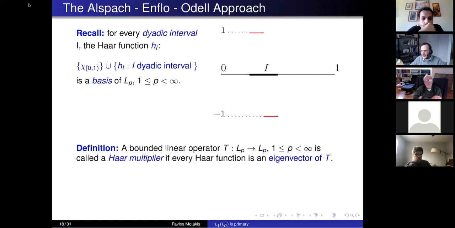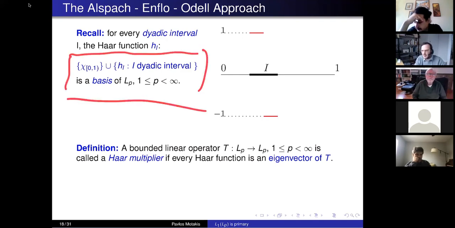And pertaining to this particular basis, there is the notion of a Haar multiplier. So if you're on a given LP, then a bounded linear operator T on LP is called a Haar multiplier if every Haar function is an eigenvector of T. It's something like a normal operator on a Hilbert space that has an orthonormal basis of eigenvectors. Not all of them do, but like in finite dimensions, for example. But it's not with respect to an arbitrary basis. It's with respect specifically to this basis here. And of course, this is not an orthonormal basis, but it's a type of basis.